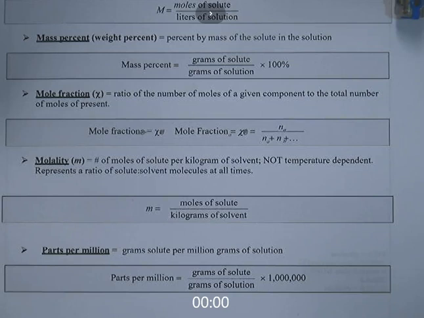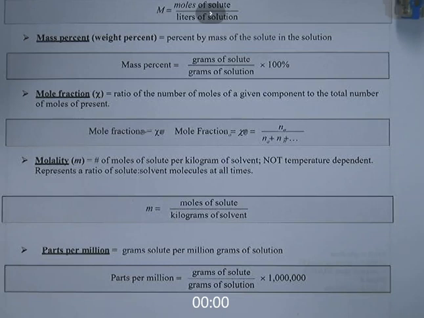Okay, and keep in mind that molality is designated by a small m. So moles of solute over kilograms of solvent. And finally, the last one is parts per million, although it could be parts per billion, parts per trillion, like what they use in water purification.